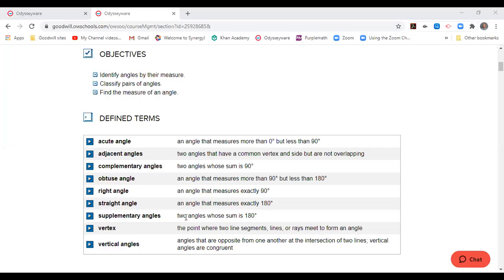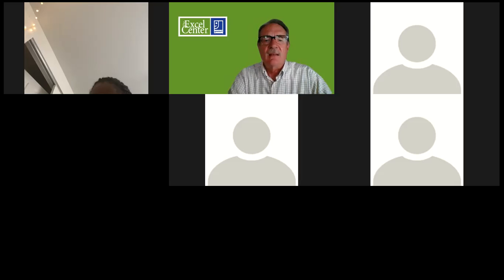Supplementary angles. A linear pair is always a set of supplementary angles because they always total 180. The vertex, I think you've probably heard that term already. A vertex is where two line segments, lines or rays meet to form an angle. Angles that are opposite from one another are vertical angles. Now this one is a little bit different than what you might think.